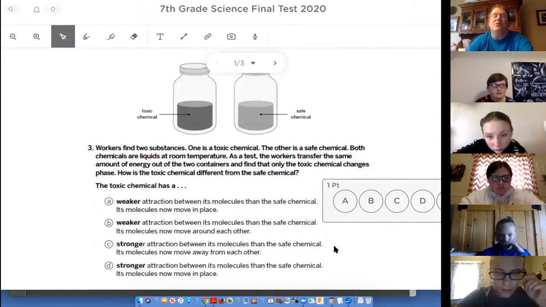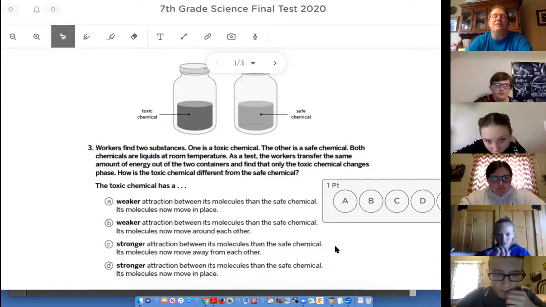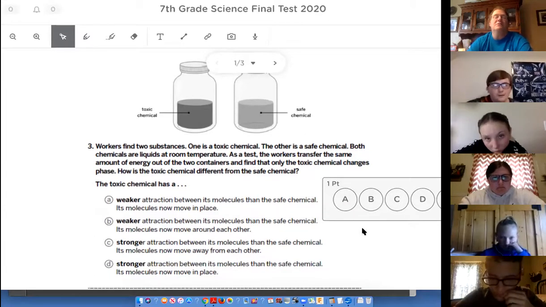As a test, the workers transfer the same amount of energy out of the two containers and find that only the toxic chemical changes phase. How is the toxic chemical different from the safe chemical? Toxic chemical.